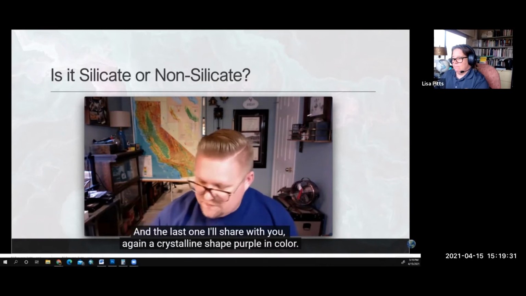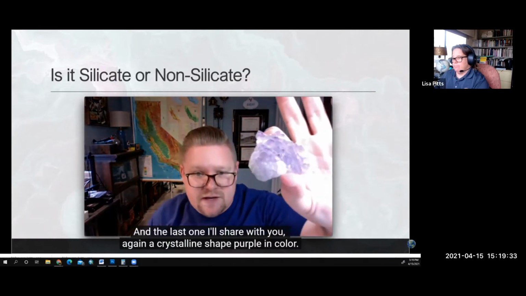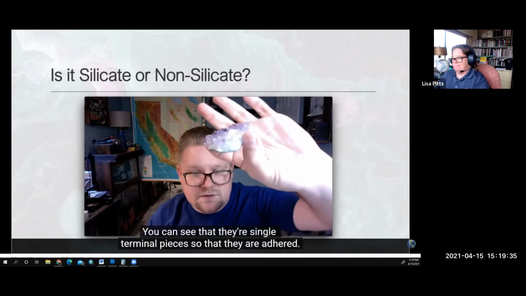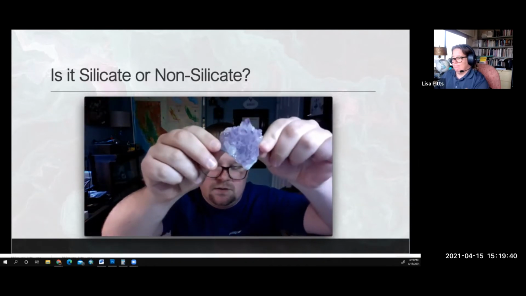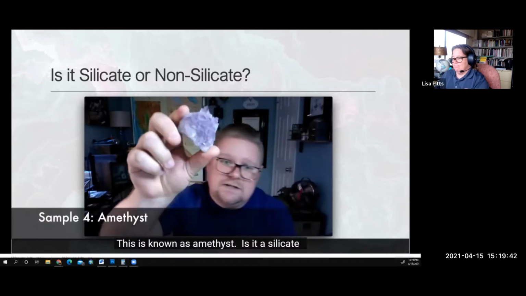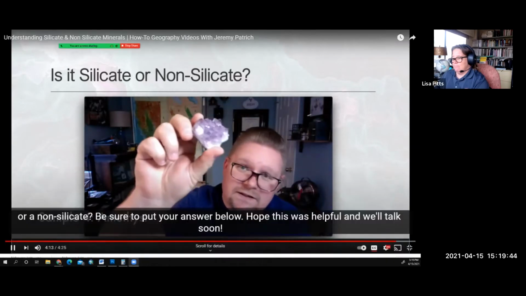And the last one I'll share with you, again, crystalline shape, purple in color. You can see that they're single terminal pieces, so that they're adhered. This is known as amethyst. Is it a silicate or a non-silicate?